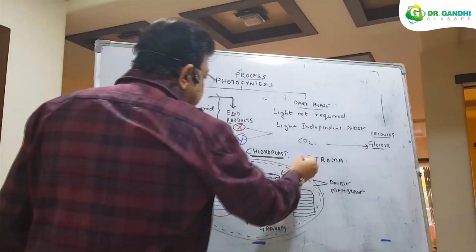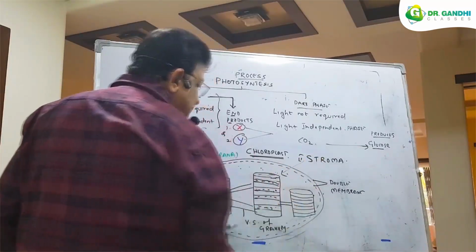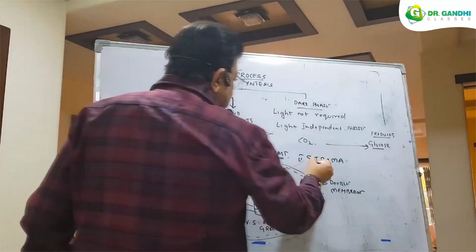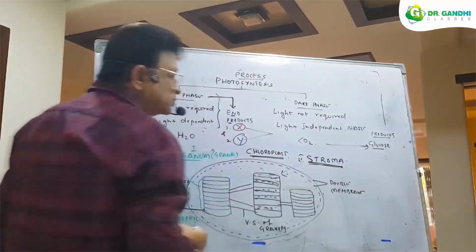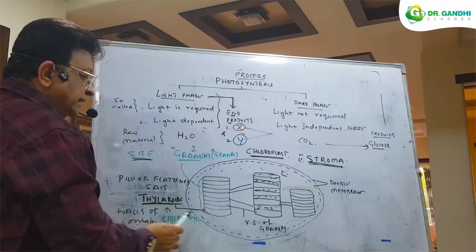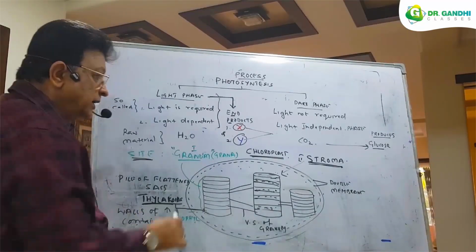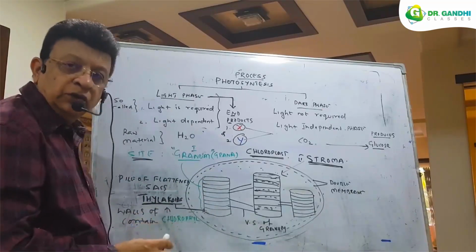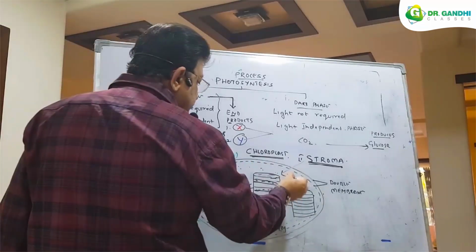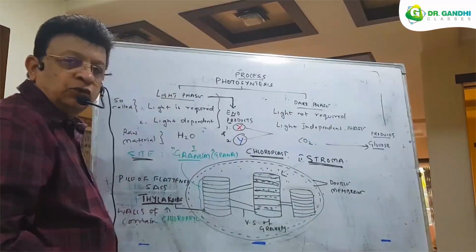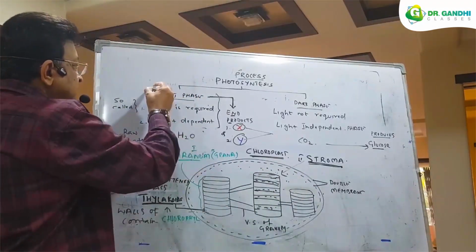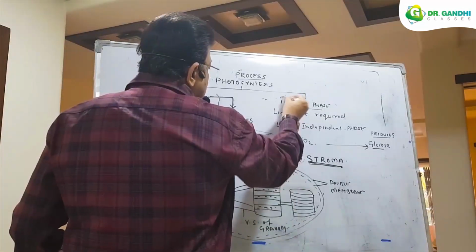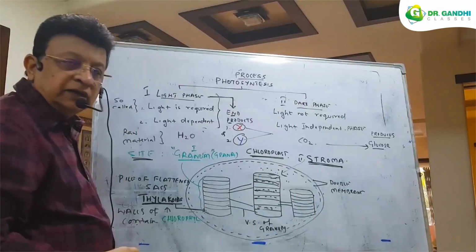The second part is the ground substance. The ground substance where the grana is present is known as stroma. So the two parts then of the chloroplast from our study are a grana, which is a pile of flattened sacs called thylakoids containing chlorophyll, and the ground substance known as stroma. In the grana occurs the phase called light phase. In the stroma occurs the phase called dark phase.